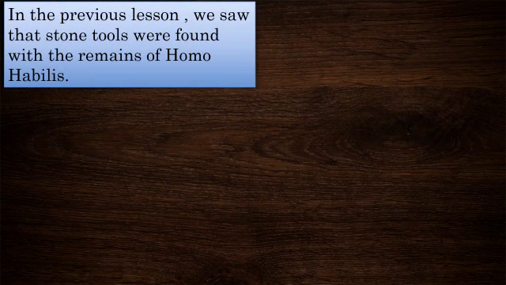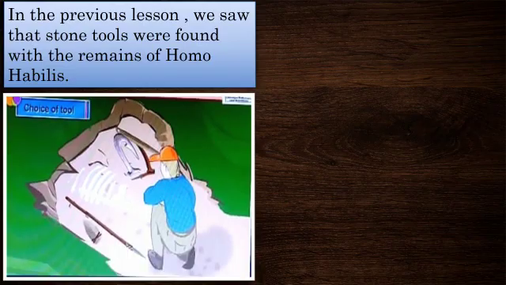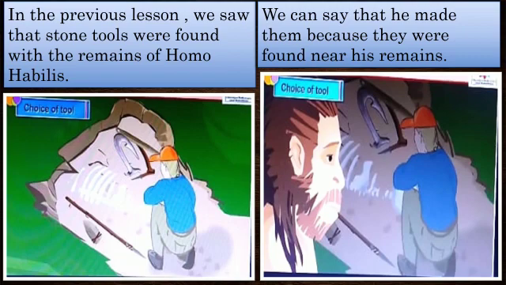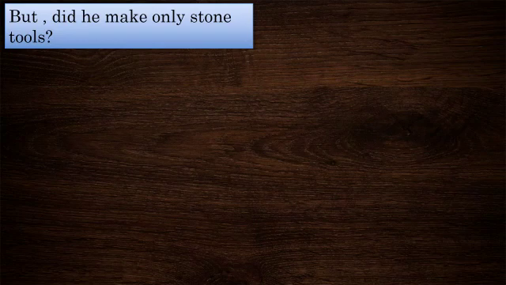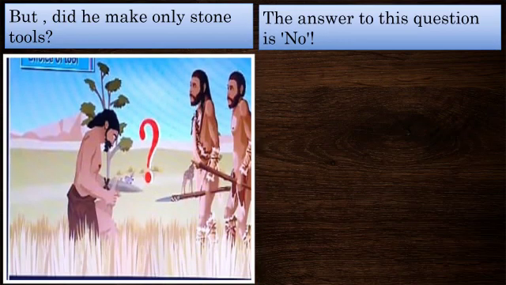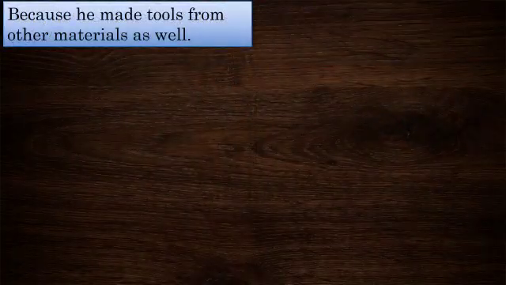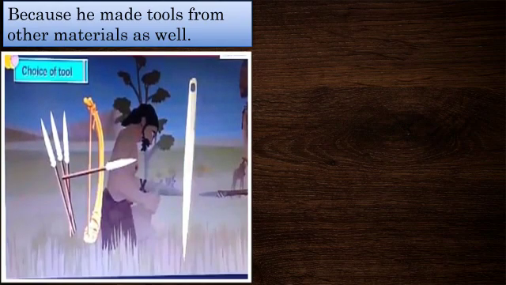In the previous lesson, that is lesson number 5, Evolution of Mankind, we saw that stone tools were found with the remains of Homo habilis. We can say that he made them because they were found near his remains. It means the stone tools were found near the dead bodies of Homo habilis. But did he make only stone tools? The answer to this question is no, because he made tools from other materials as well.